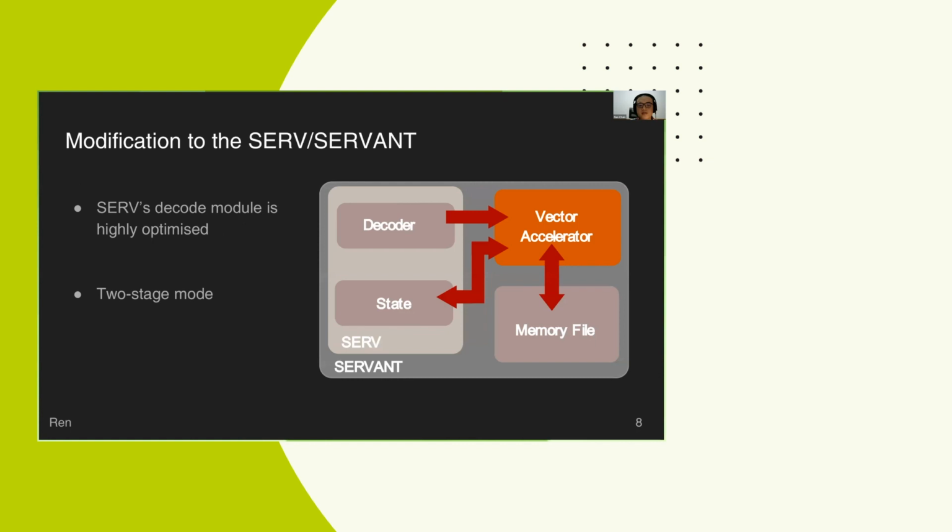For adopting our vector processor, we have to modify the original SERV, which is the processor we are building on, and also the memory file. One of the issues we have faced is that it's quite difficult to modify the SERV code module correctly, because the SERV is highly optimized.